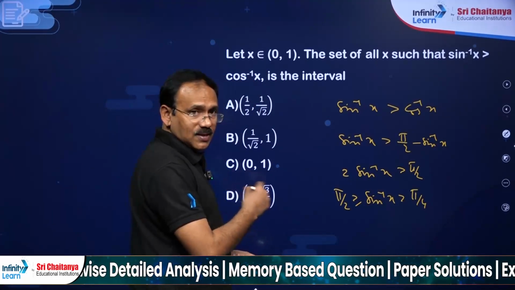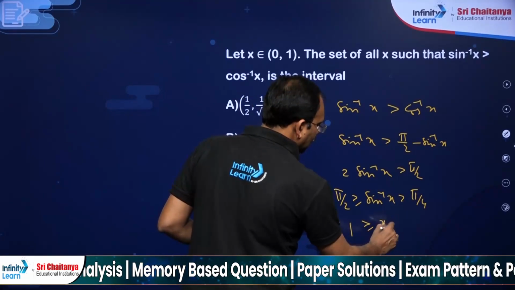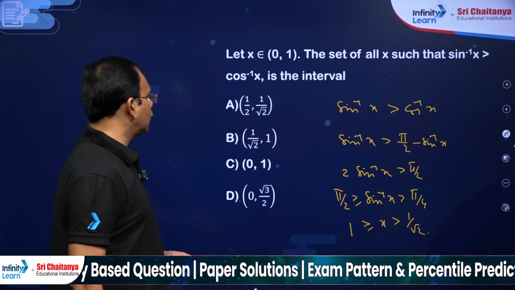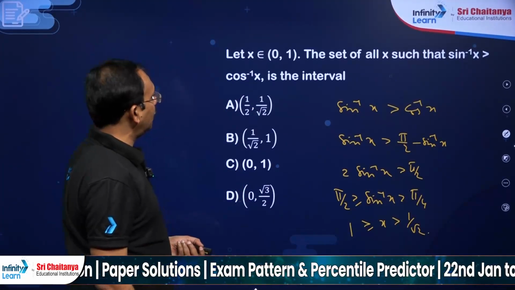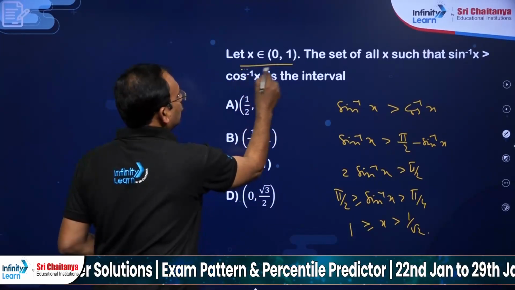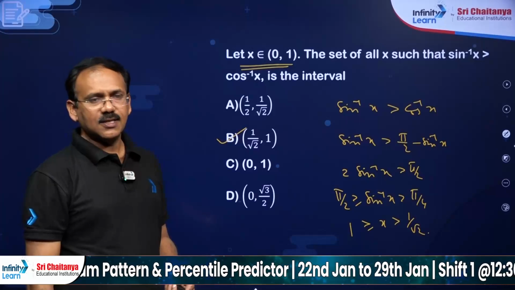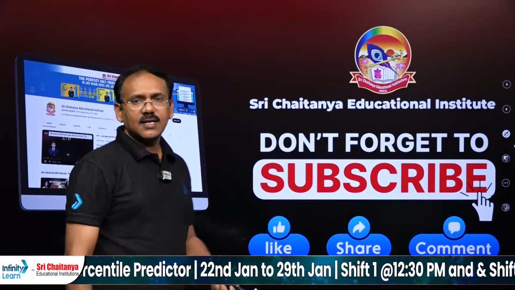So you just apply sine, which is an increasing function: sin of pi by 2, that is 1, is greater than or equal to x greater than 1 by root 2. So 1 by root 2 to 1. Of course x belongs to 0 to 1, he said, so 1 is not closed, it is open, right dear students. Next. So, that is all dear students.